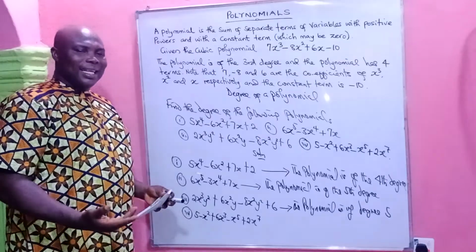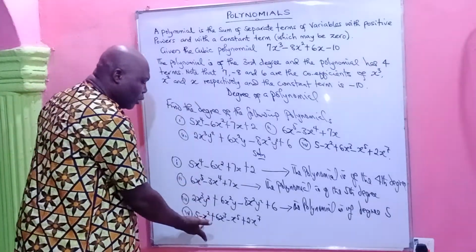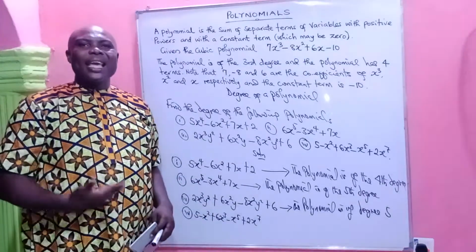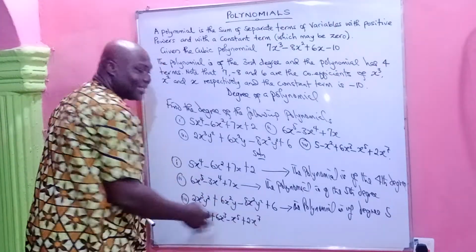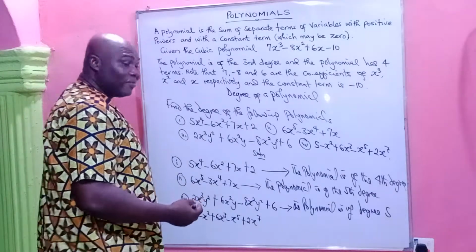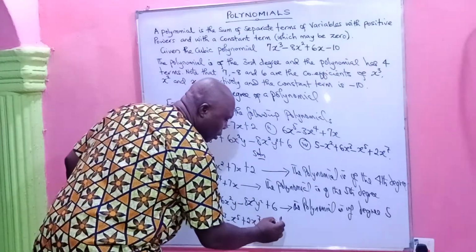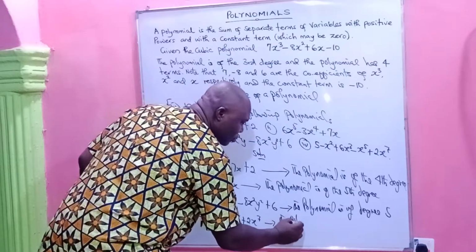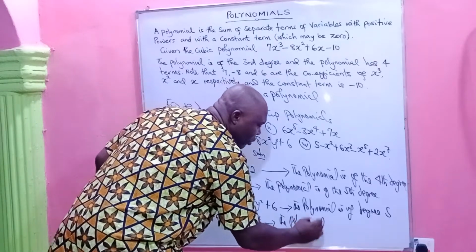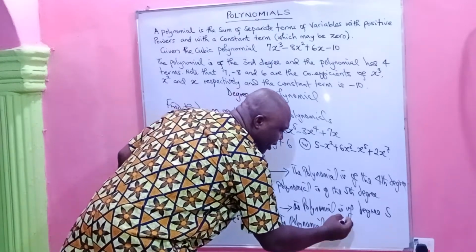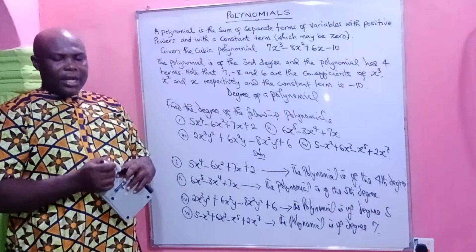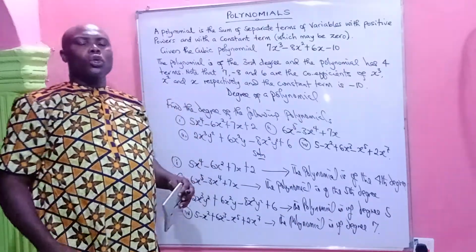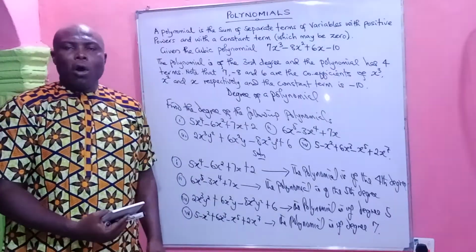But what is the degree? The degree of this same polynomial will still be the highest power of the variable. And the highest power of the variable x is 7. So the polynomial is of the 7th degree. The polynomial is of degree 7, or the polynomial is of the 7th degree, whichever one. So we've been able to know what the degree of a polynomial is.